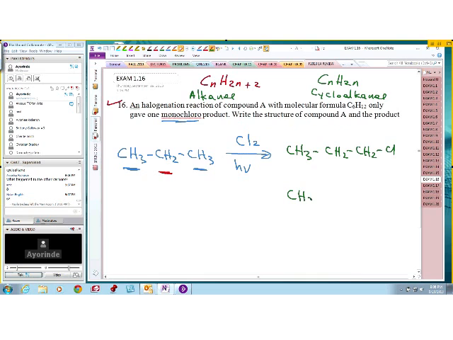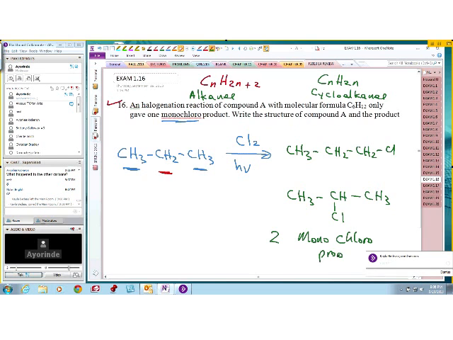That is one product. I will also get this. If I replace the hydrogen in the middle, in this case, this starting material here will give me two monochloro products, because you have two sets of chemically equivalent hydrogens. These hydrogens here are chemically equivalent, and this hydrogen here, this here, and this here are chemically equivalent.